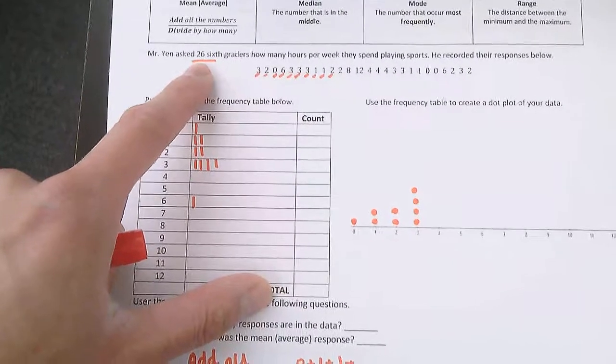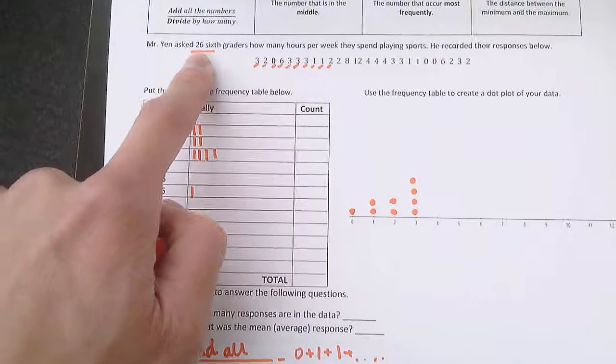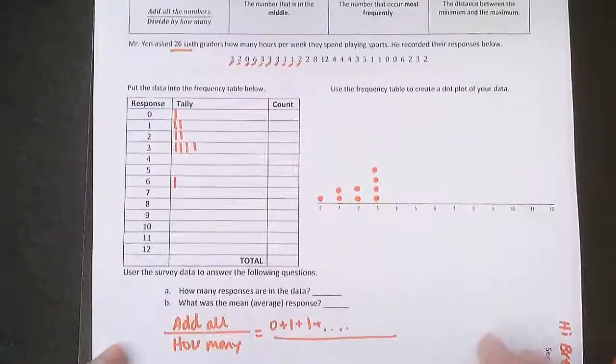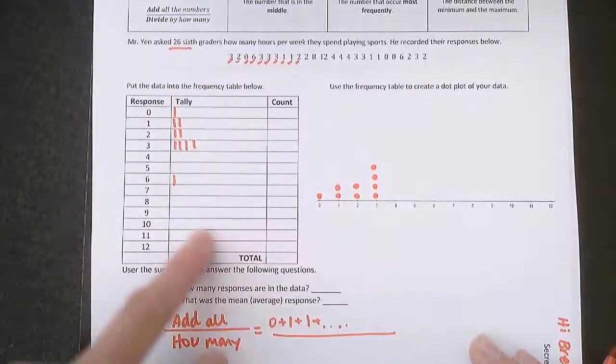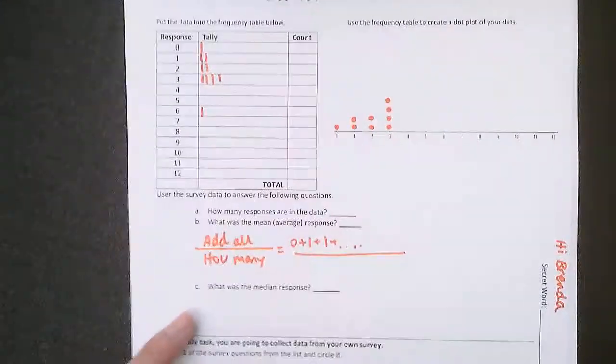Or if you know that there's 26 responses, the median is going to be in between the 13th number and the 14th number. So you can figure out, once you have it here, what is the 13th number and what is the 14th number, and then find the median that way. There's two ways you can solve that one.